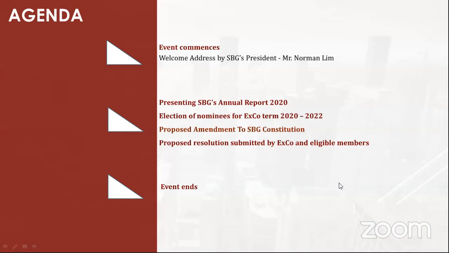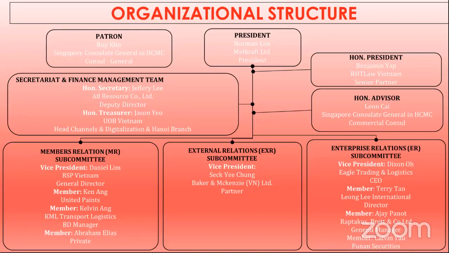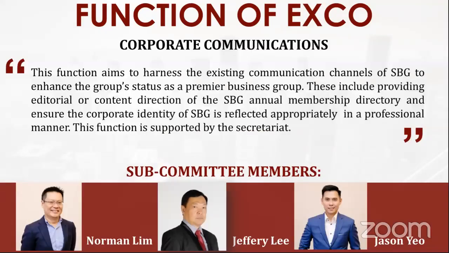So here will be the agenda. We will have presenting the annual report of 2020, election of nominees for EXCO term 2020 until 2022. And then we have the proposed amendment to SBG constitution by Jeffrey, and also proposed resolution submitted by EXCO and eligible members. So here are the slides that Mr. Norman will go through.